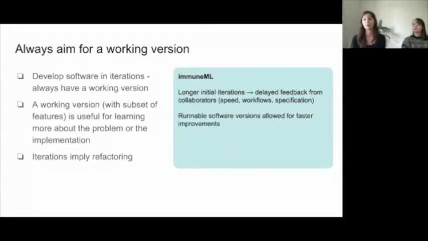For example, in immuneML development cycle, we initially had very long iterations, which significantly delayed the feedback from collaborators regarding the speed, the workflows, the specification, and so on. But once we switched to these faster iterations and asked for feedback more often, we were able to develop the platform much faster. And if I convince you that iterations are good, what that means is that we will end up often doing some sort of refactoring, and that's a good thing, because in that way we steer the platform in the right direction.